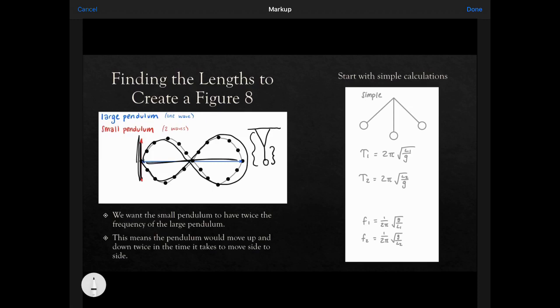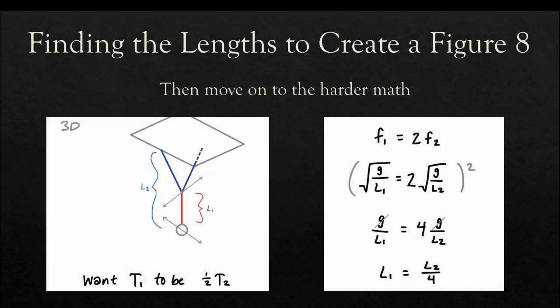So to do that, we would start with simple calculations. For a simple pendulum, we know that the period equals 2 pi times the square root of L over G. The frequency would be 1 over the period, or 1 over 2 pi times the square root of G over L. Another way of looking at it is that the small pendulum needs to have half the period of the total pendulum. However, I use the frequencies in the math.